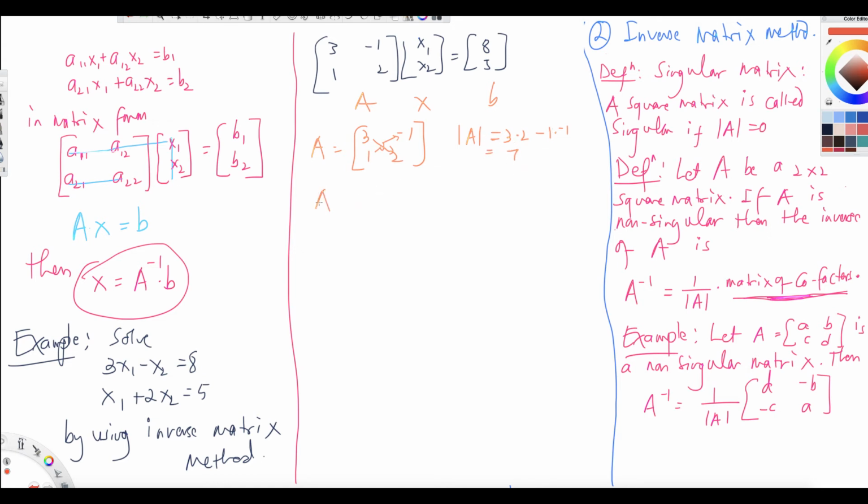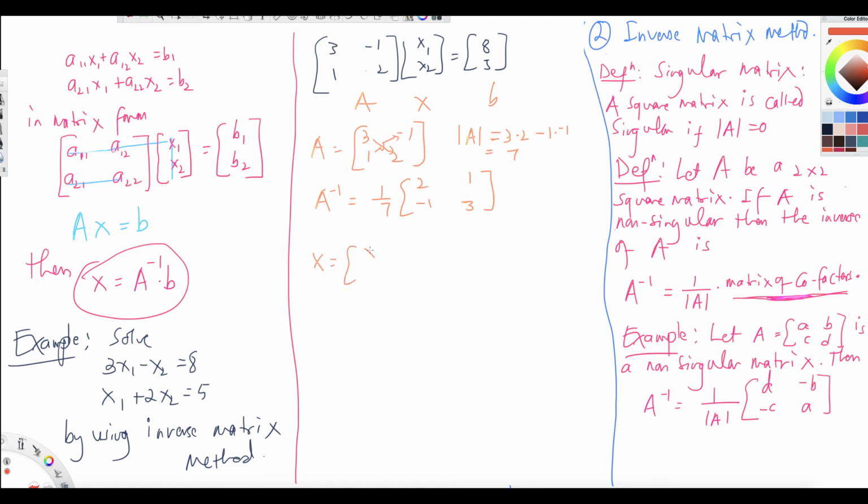So what will A inverse be then? A inverse will be 1 over 7, 1 over the determinant, and then you swap these two values, 2 and 3, and then -1 and -1. You see that? What I did is I swapped these values. I wrote 2 here, 3 here, and then I multiplied these by a negative sign, or you can say change the sign of these off-diagonal elements. This is A inverse.